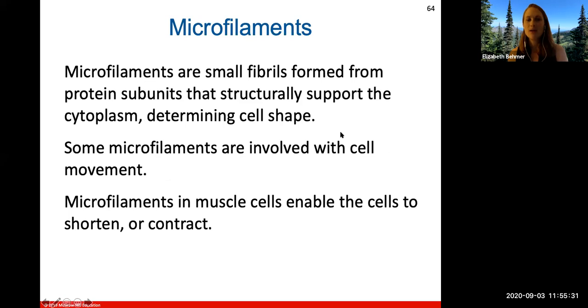Okay. Microfilaments, they're a little bit smaller. They help support the cytoplasm, giving the cell its shape. Microfilaments are involved with muscle cells to help muscles shorten or contract. So two types of microfilaments would be actin and myosin, and those help your muscle cells to shorten or contract to help provide movement.